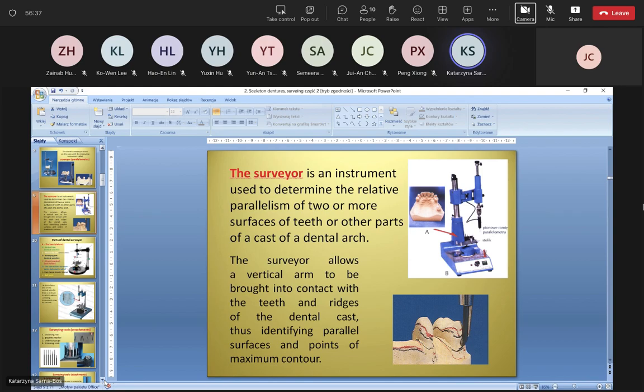The surveyor allows a vertical arm to be brought into contact with the teeth and regions of the dental cast, thus identifying parallel surfaces and points of maximum contact. So as you see here, with the parallelometer we can check the contours of the teeth and mark the greatest convexity of a tooth, because it is very important to find the undercuts and design the clasp in proper places.